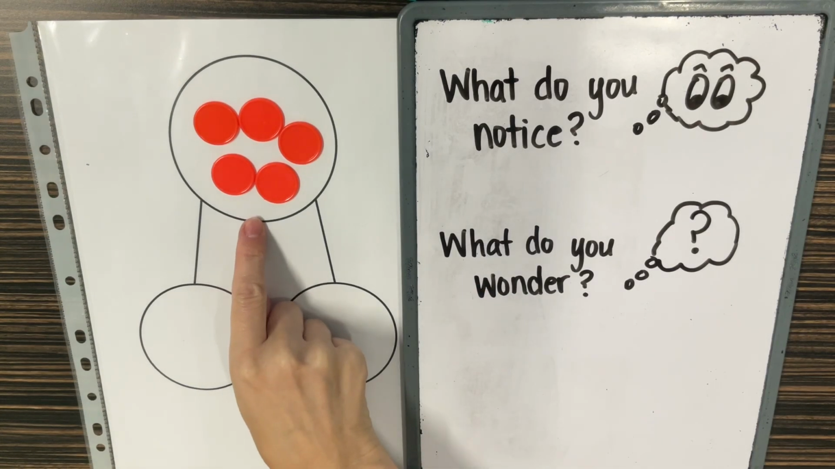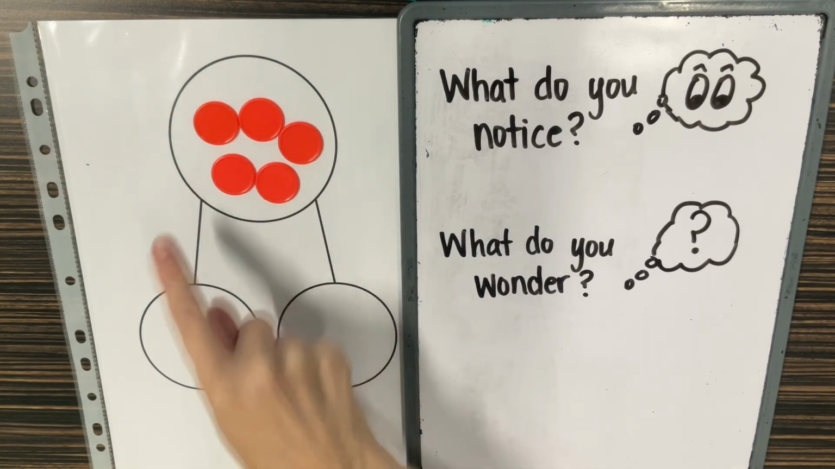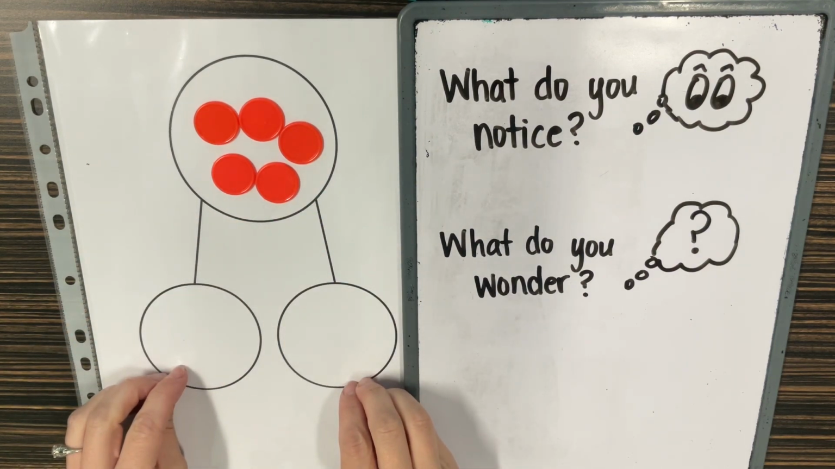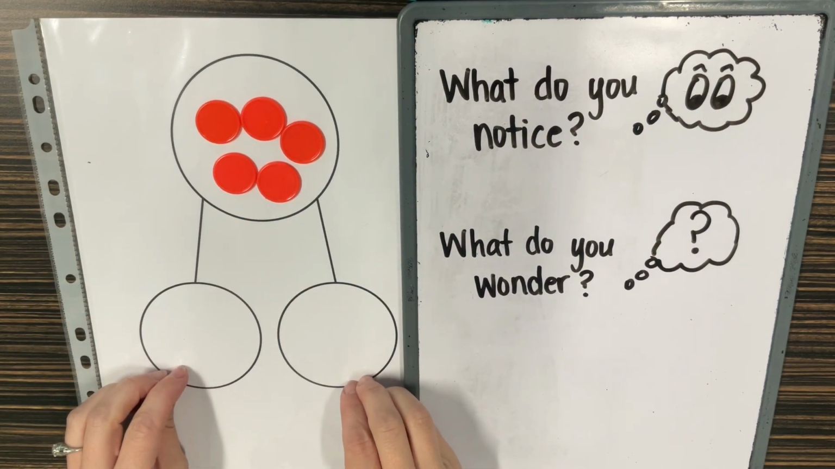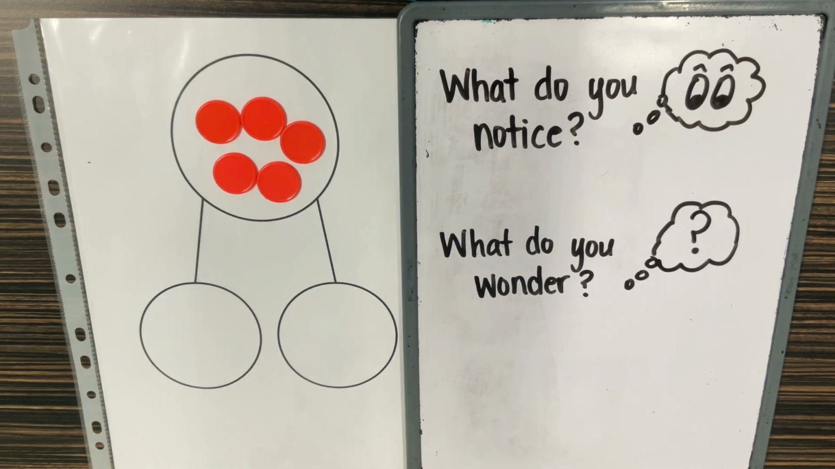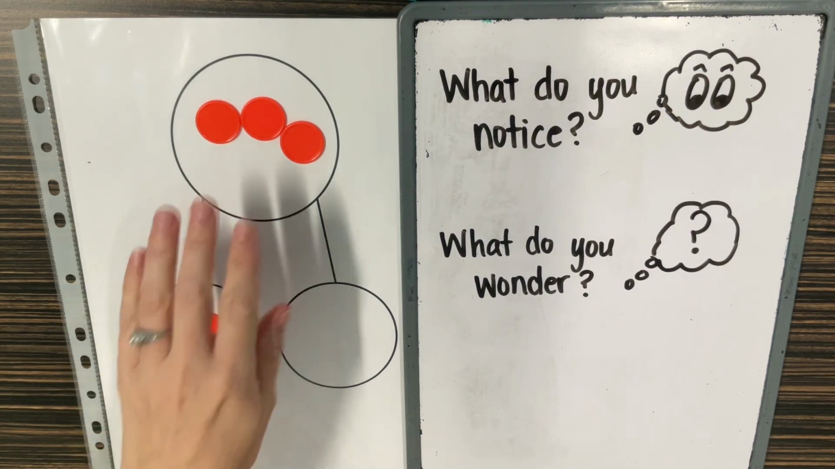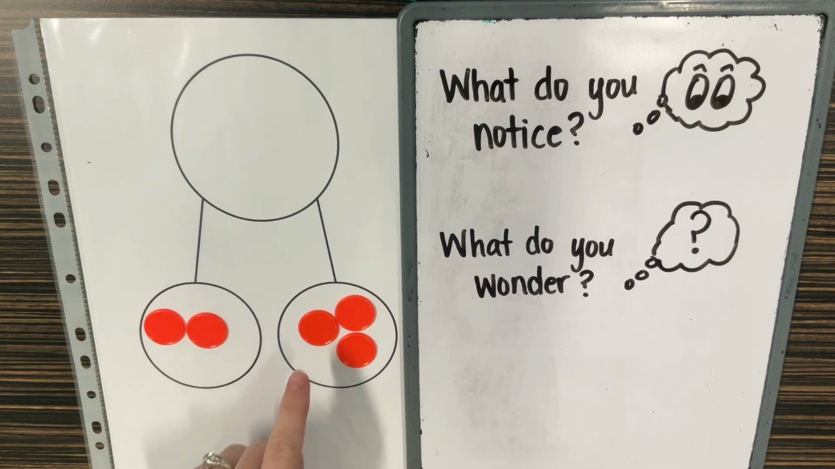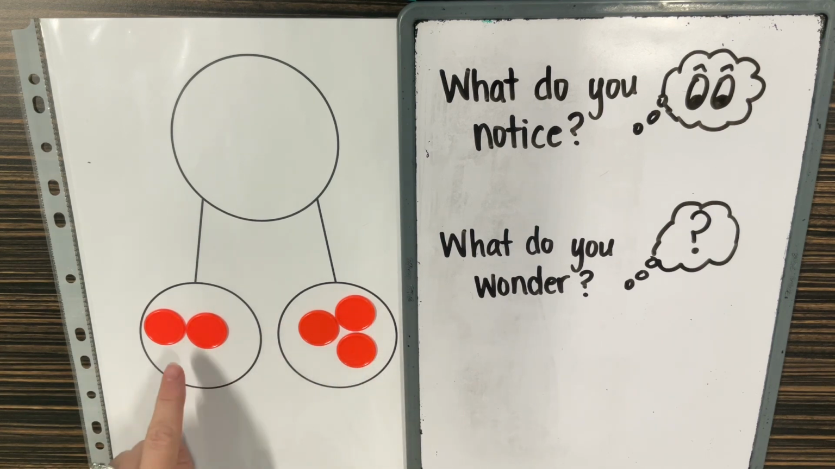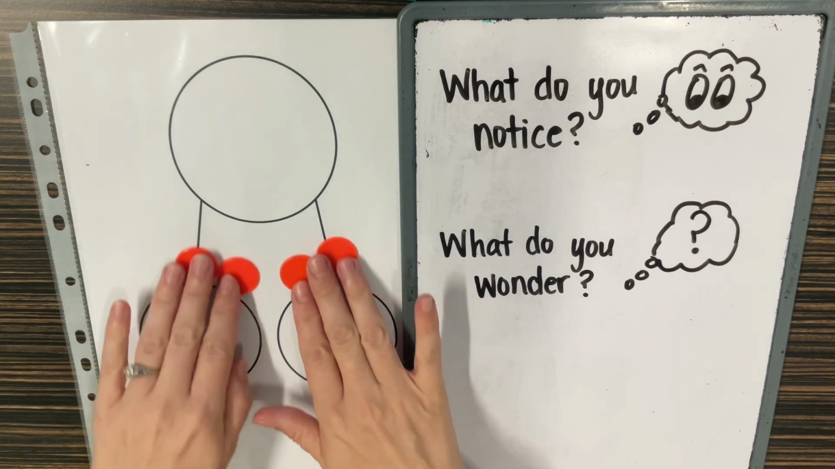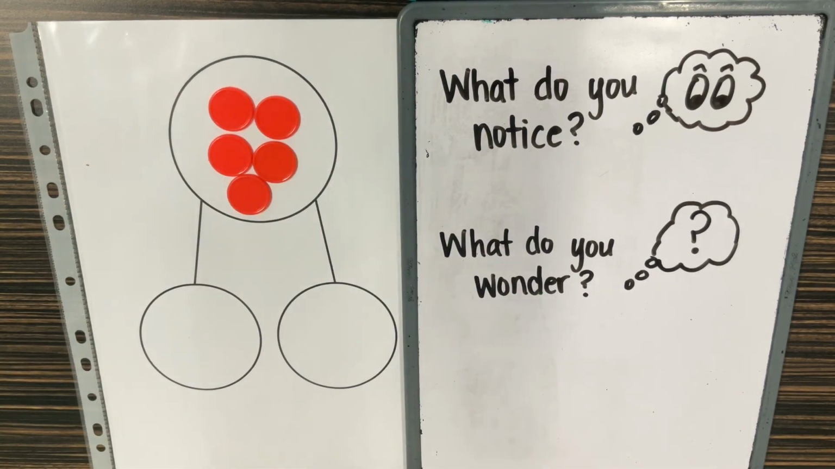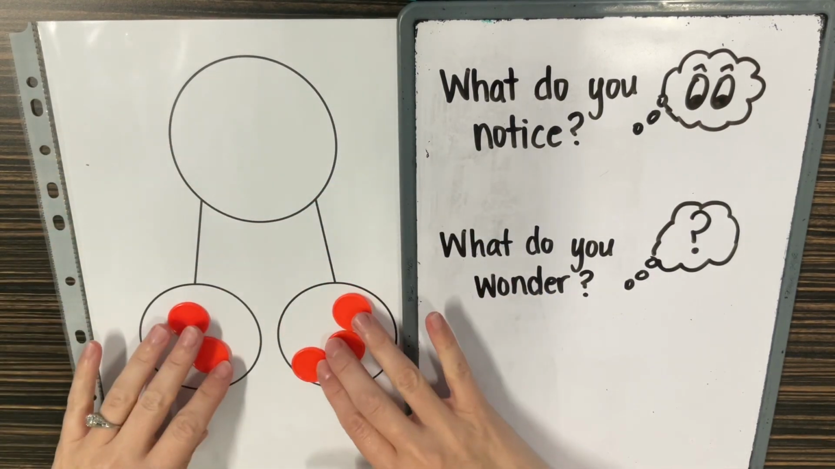I have some counters in the whole. How can I decompose these counters in different ways? Let me have a think. I could put some here and some here. I have 1, 2, 1, 2, 3. 2 and 3 is 1, 2, 3, 4, 5. I did 2 and 3.